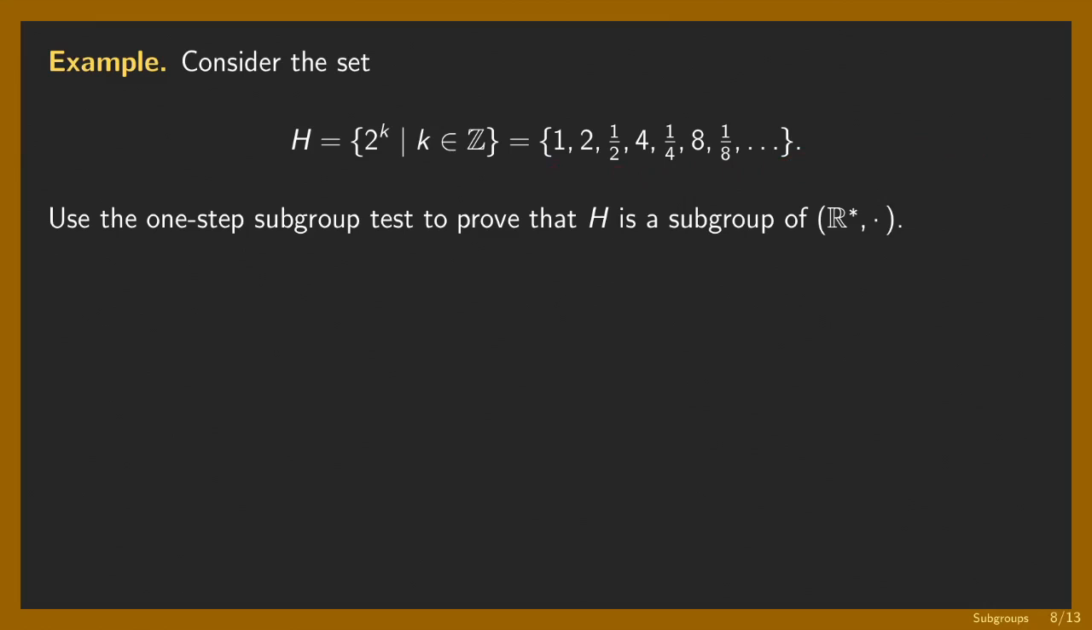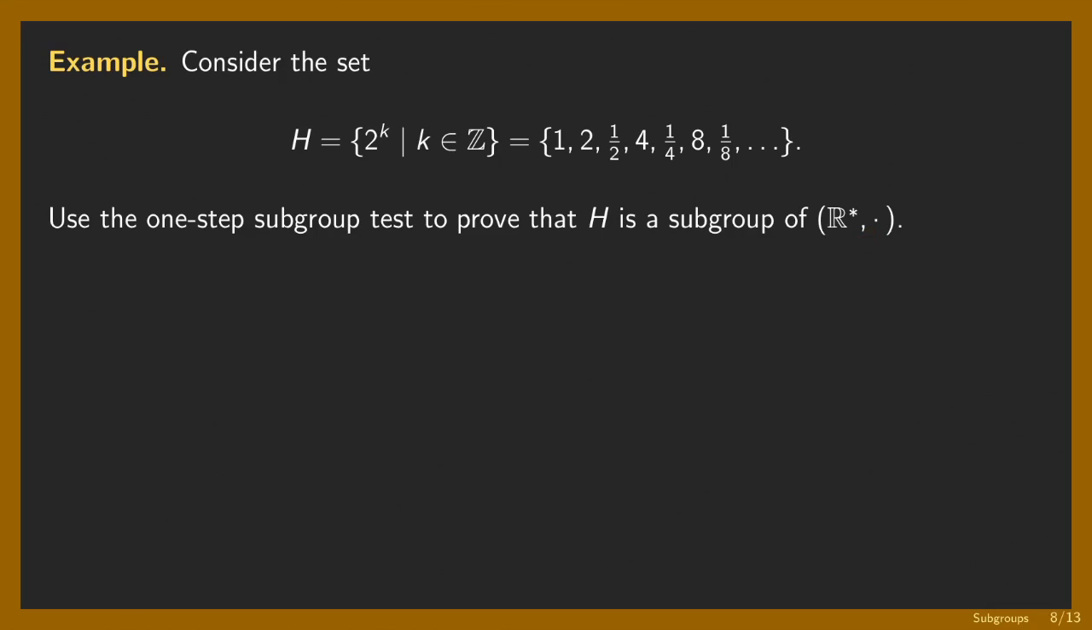Let us show, using the one-step subgroup test, that H is a subgroup of the group R star. Ano nga ulit R star? R star is just a set of real numbers where 0 is removed. And when 0 is removed, the reason is because the operation that we are considering is multiplication. So this is a multiplicative group.